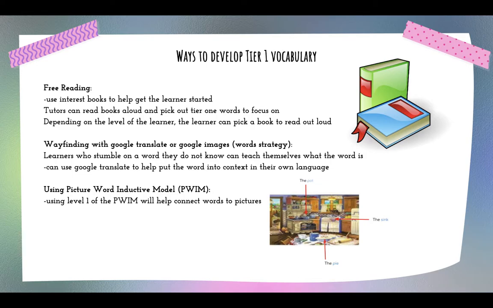Wayfinding with Google Translate or Google Images. This is a word strategy. Learners who stumble on a word they do not know can teach themselves what the word is. They can use Google Translate to help put the word into context in their own language. When Google Translate cannot directly translate the word or the translation isn't helpful, this is how Google Images help put the word into context. The tutor can help the learner search for the word by images, and they can see a picture of it. Tutors can make flashcards of pictures searched to view all the words encountered in tutoring sessions.